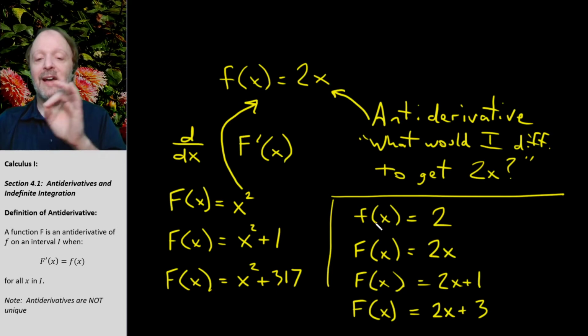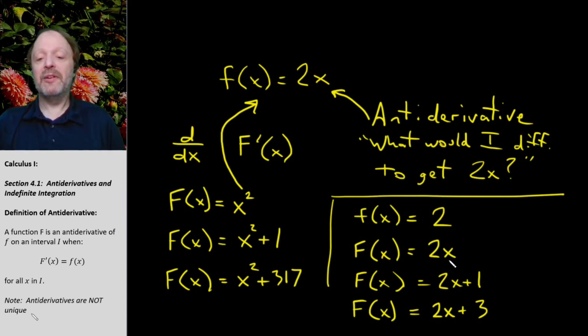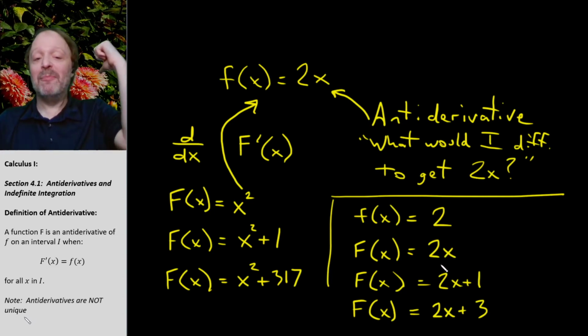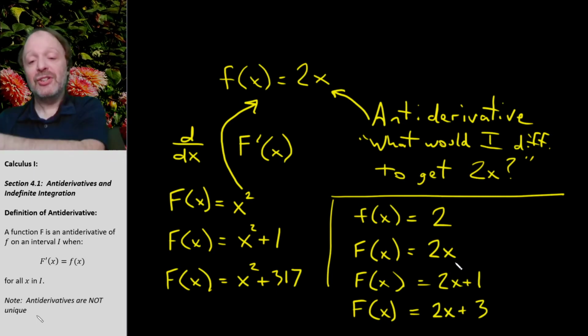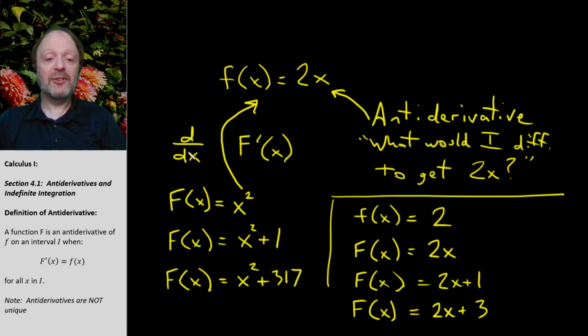I have little f of x is 2. The antiderivatives, some of them are 2x, 2x plus 1, 2x plus 3. Now, I went backwards to get these antiderivatives, right? But you could also think about going from the antiderivative to the function, you take the derivative, right? That's what we said right here. If I want to go from the antiderivative back to the function, I just take the derivative.